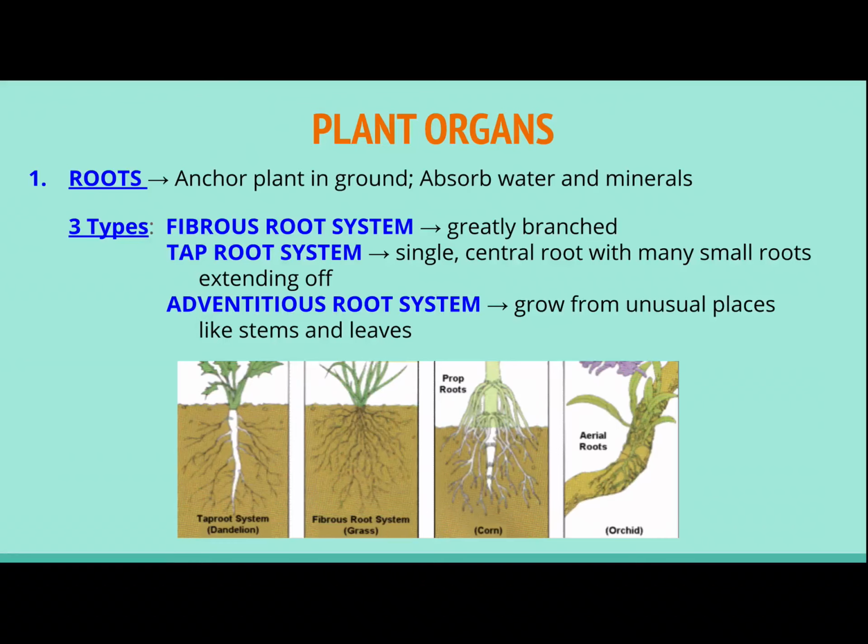And that last one, the orchid, those are aerial roots. Those are examples of roots that grow from leaves. They grow on the underside of leaves. Other examples would be vines, such as grapevines, and sometimes ivy plants.